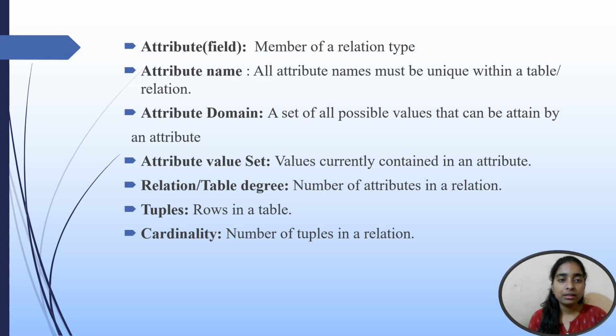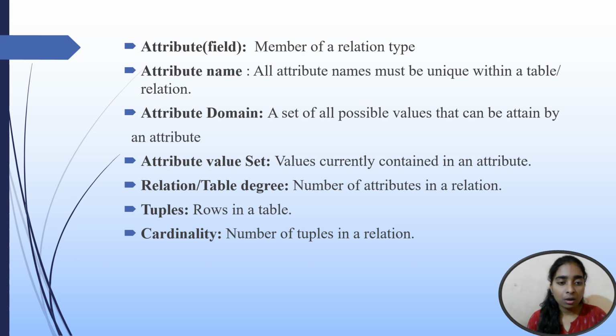These are the main things used to build the relational model: attribute, tuples, cardinality and their definitions. Firstly, the attribute or field is a member of a relation type, and the attribute names must be unique within a table or relation. Attribute domain is the set of all possible values that can be attained by an attribute. Attribute values are the values currently contained in an attribute.